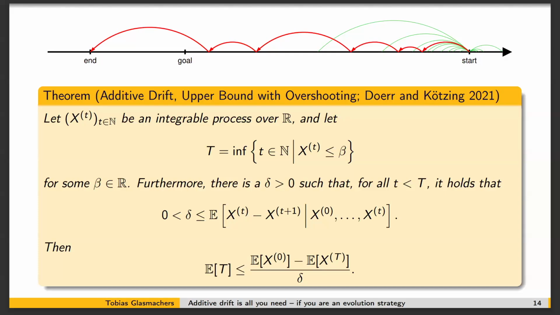If you would move to the left by exactly delta, then you would expect the distance covered divided by delta as the number of iterations you need. And that holds in expectation. So that's pretty cool, and that's the power of drift analysis or drift theorems. So my job now as a user of this theorem is to design this X in such a way that it's meaningful for a runtime analysis of an evolution strategy.